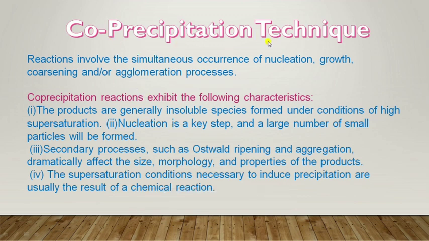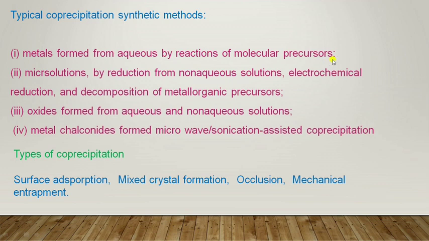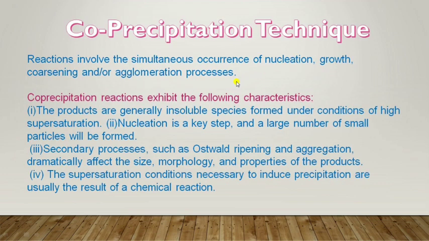Now, co-precipitation technique. The reaction involves the simultaneous occurrence of nucleation, growth, coarsening or agglomeration process. What does nucleation mean? The step at which the nucleus is formed. This nucleation is followed by the growth of that nucleus.